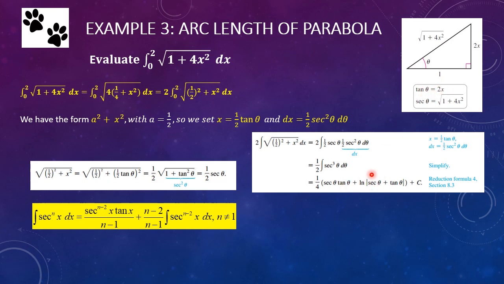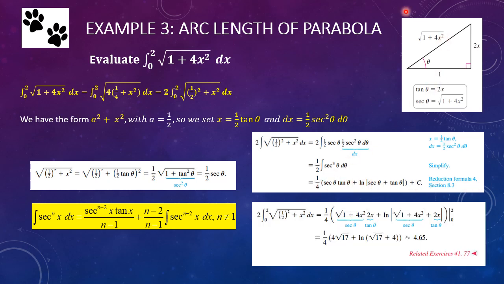So we have a value for tangent. We also need a value for secant, because that's in our final theta expression. Remember that secant is 1 over cosine. So this is hypotenuse over adjacent, square root of 1 plus 4x squared over 1. And so we can plug all of this in and get back to our final x value, and then we can plug in the limits of 0 and 2.